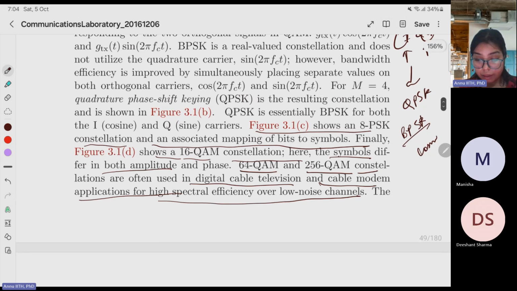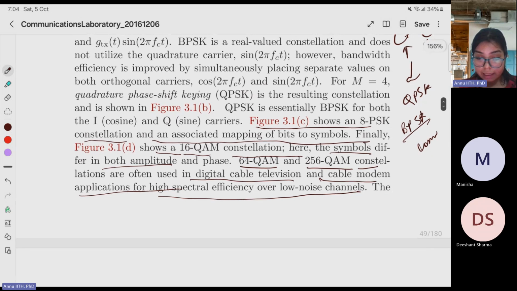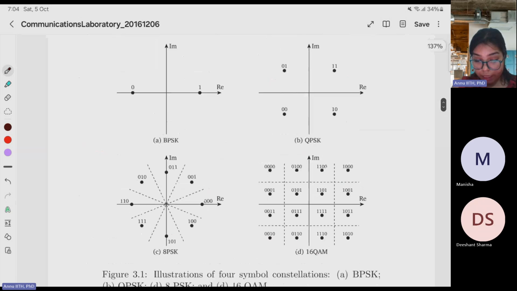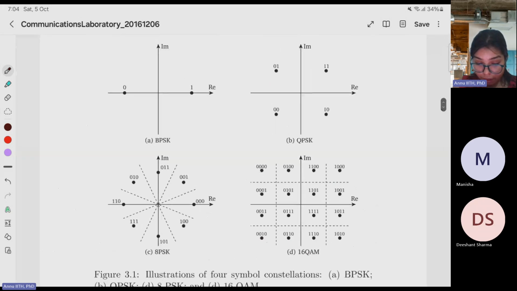So here I'm showing you this to understand what it actually represents. This is a BPSK, this is a QPSK, and this is 8PSK. In BPSK the angle difference is 180 degrees. Here the symbol angle difference is 90 degrees, and here it's 45 degrees. Okay, this is 8PSK. That's it. Each symbol has 3 bits.